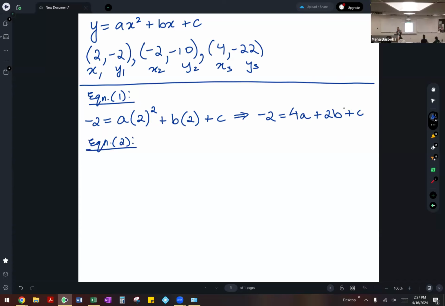So this time your Y2 value that I've assigned is -10. Again, A stays as it is. Your X is -2, so that becomes (-2) squared plus B times -2 plus C. So clean that up. We'll have -10 on the left-hand side.